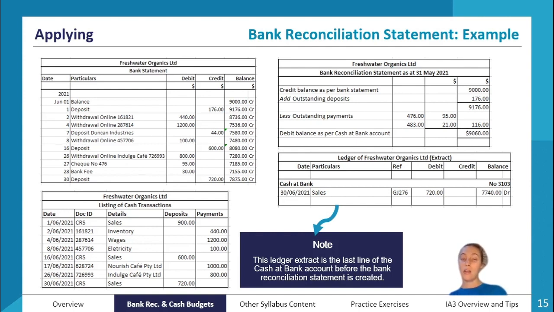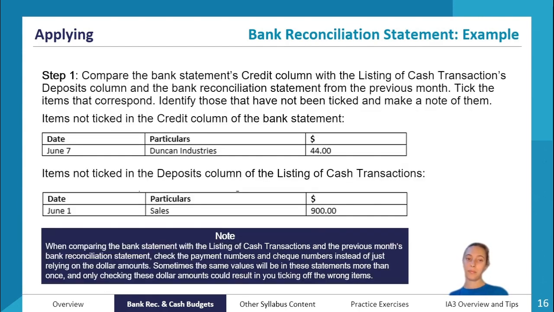It's the last line of the cash at bank account we can see before the bank reconciliation statement is created. That transaction there occurred on the 30th of June. It was sales, and it's important that we have that figure, the $7,740 debit figure there, because that will then be used later in the process of doing this bank reconciliation. So we'll see that shortly.